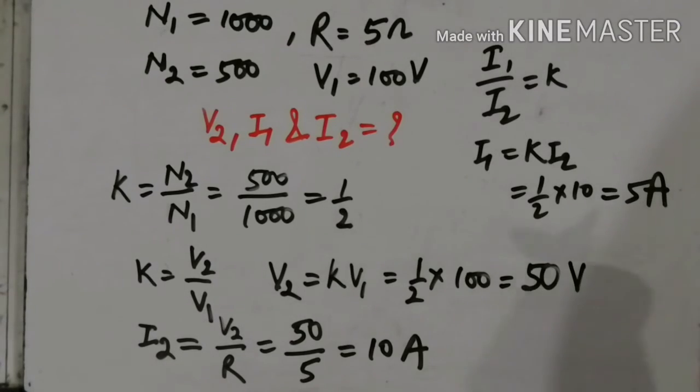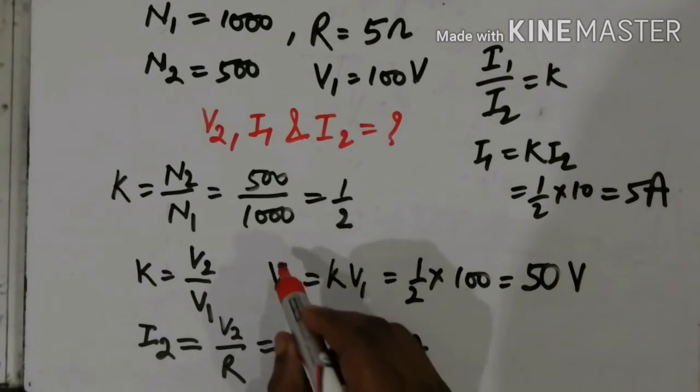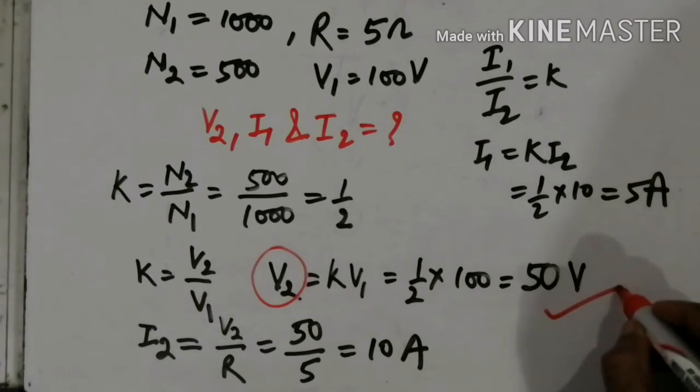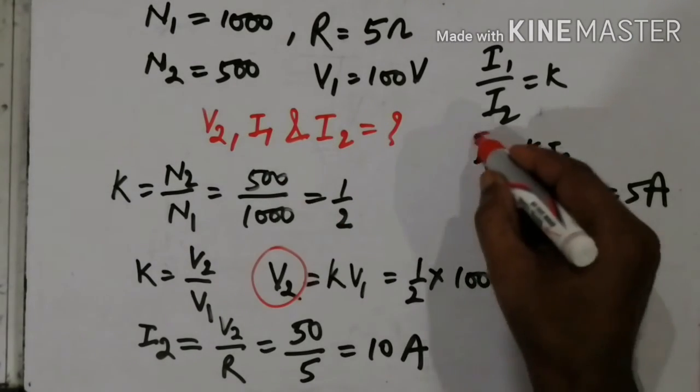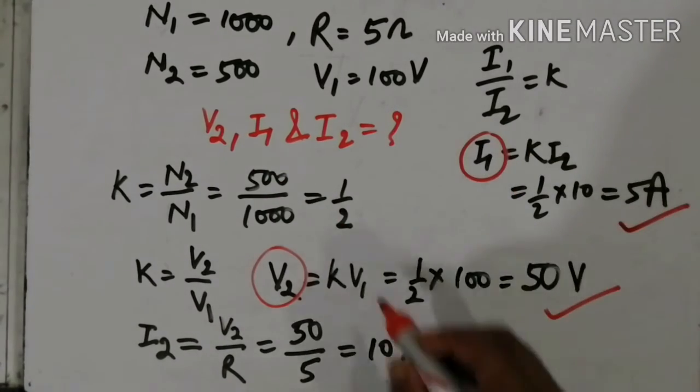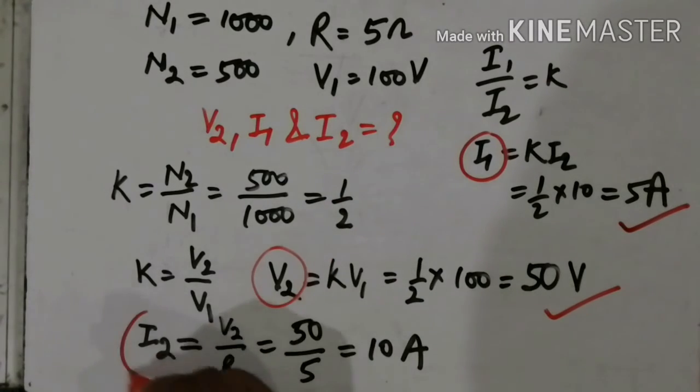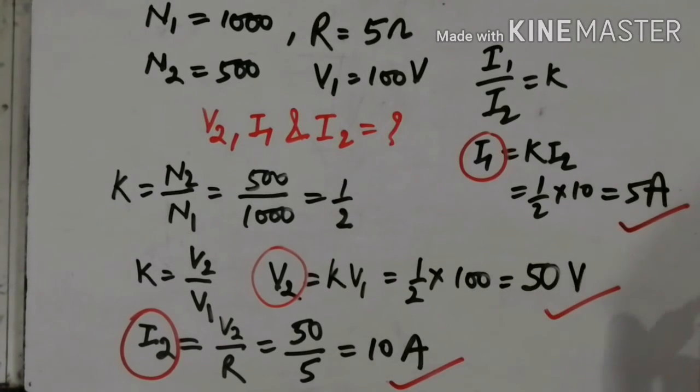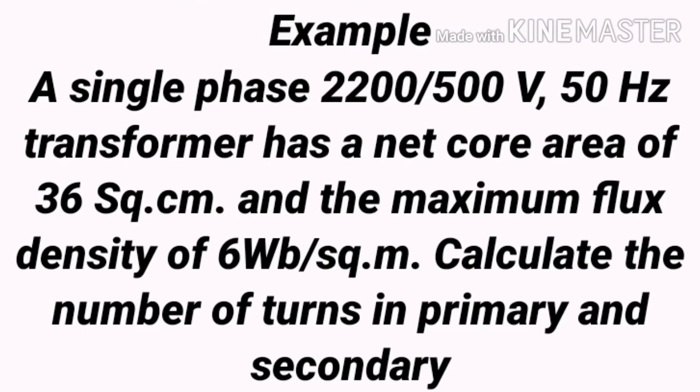Right? Now see, V2 is this one, which is 50 volt. I1 is this one, which is 5 ampere, and I2 is this one, that is 10 ampere. So this is the solution of example number 1. Now see the next question.